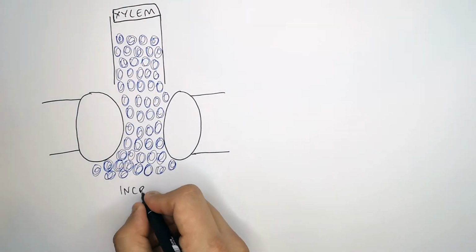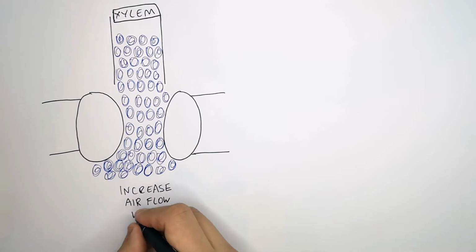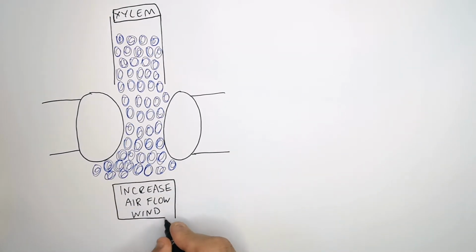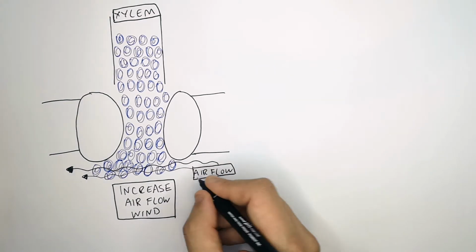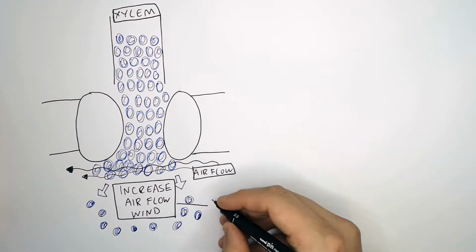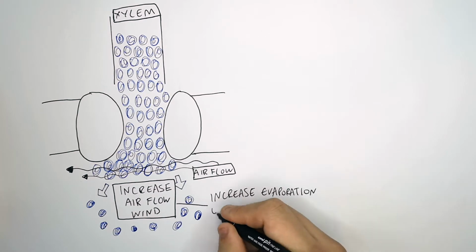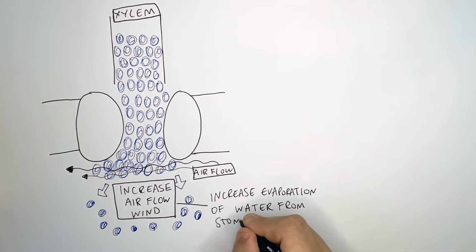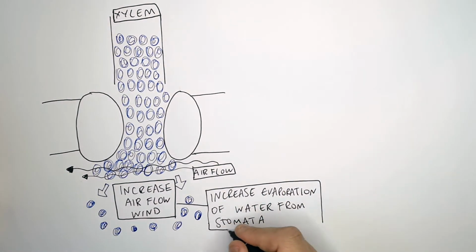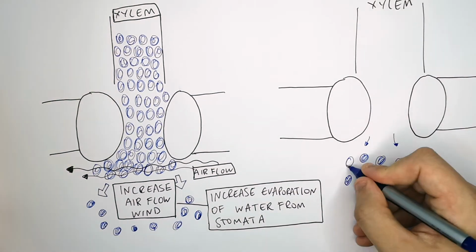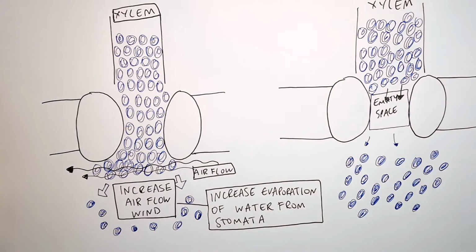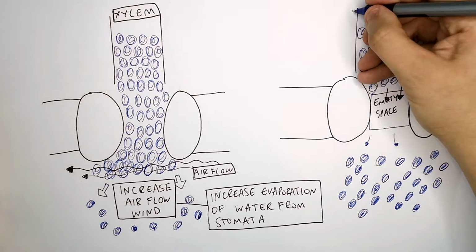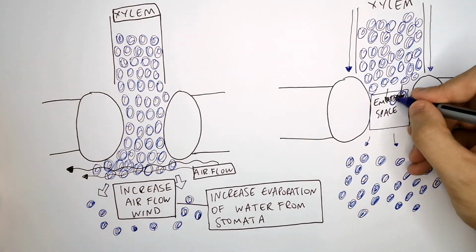If there is an increase in airflow of wind, that will push the water molecules away from the stomata, and what that does is cause an increased rate of evaporation of water through the stomata from inside the leaf. So again, this will cause an empty space where there is no water as it's evaporated, that will then be filled by water coming through from the xylem.